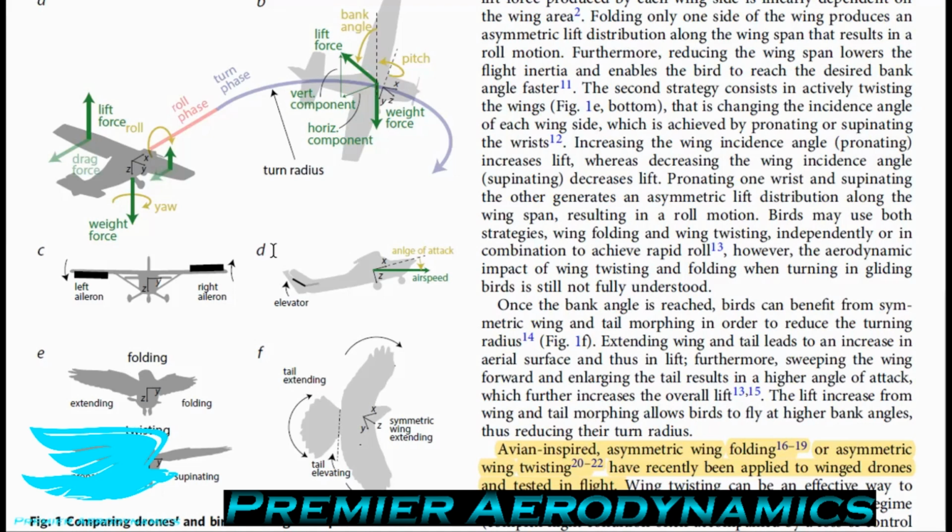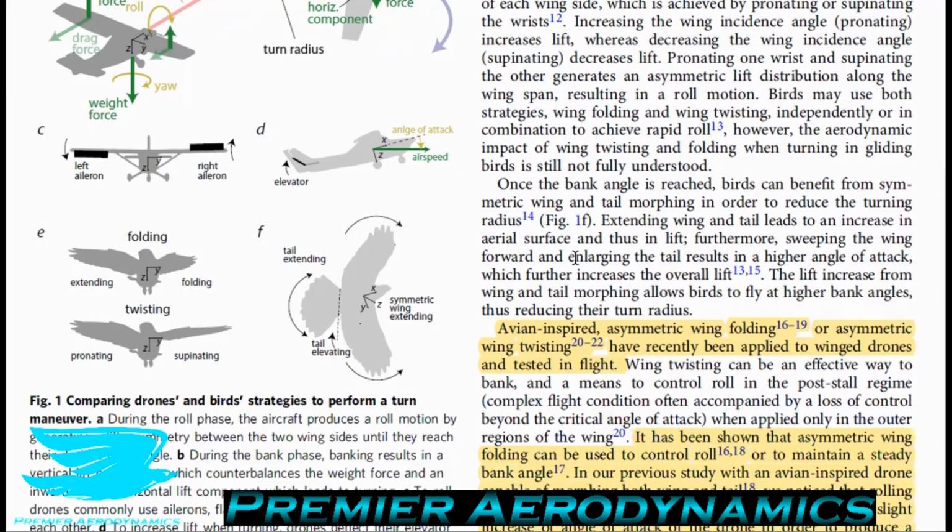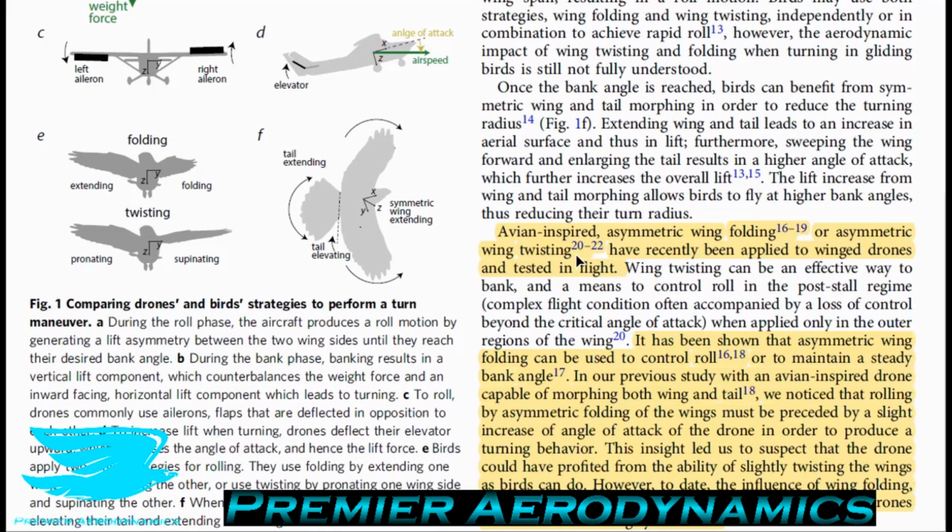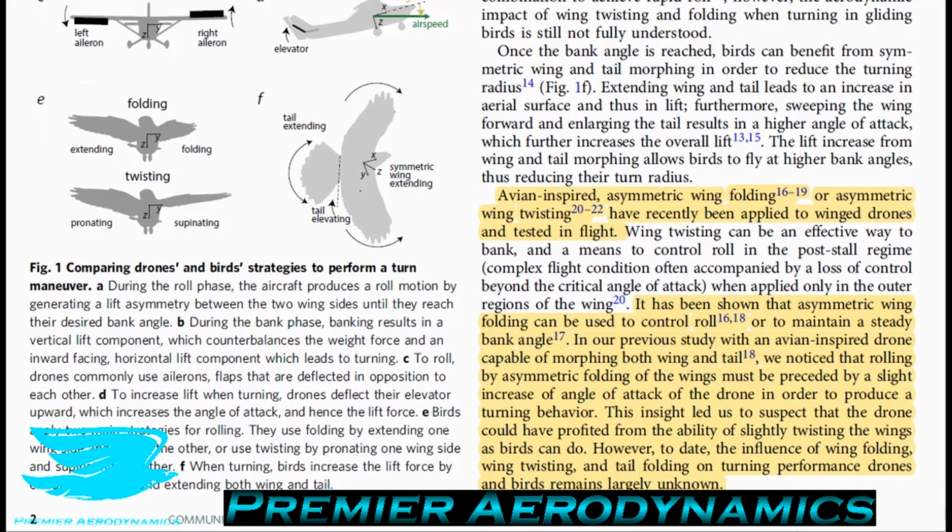So avian-inspired asymmetric wing folding or asymmetric wing twisting, so either when they tuck the wing in or they twist each wing individually, have recently been applied to winged drones and tested in flight. It has been shown that asymmetric wing folding can be used to control roll or to maintain a steady bank angle. In the researchers' previous study, with an avian-inspired drone capable of morphing both the wing and tail, they noticed that rolling by asymmetric folding of the wings must be preceded by a slight increase of angle of attack of the drone in order to produce a turning behavior.